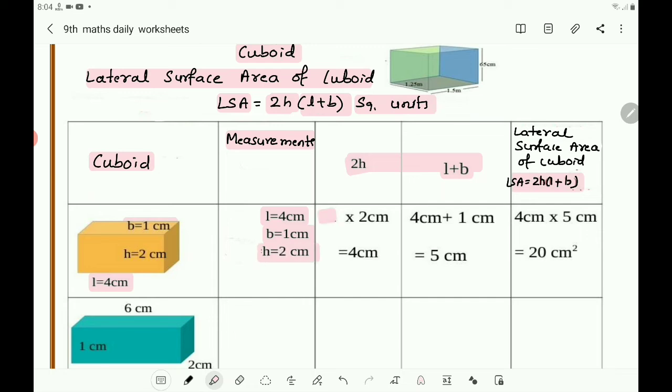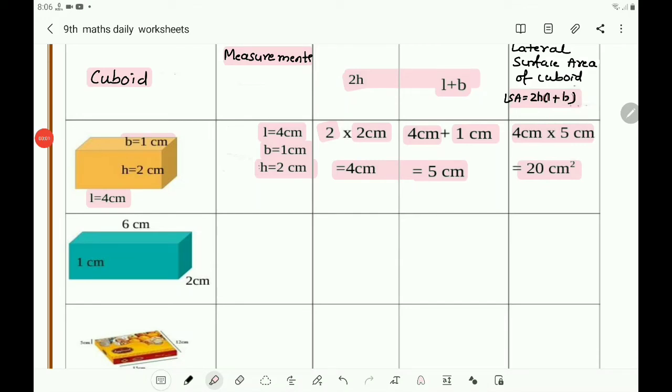Then 2H means 2 into H. H is 2 centimeter, so 2 into H is 4 centimeter, and L plus B, L is 4 centimeter and B is 1 centimeter, the sum is 5 centimeter. The product of these two is nothing but 2H into L plus B, so you will get 4 centimeter into 5 centimeter is equal to 20 cm square.